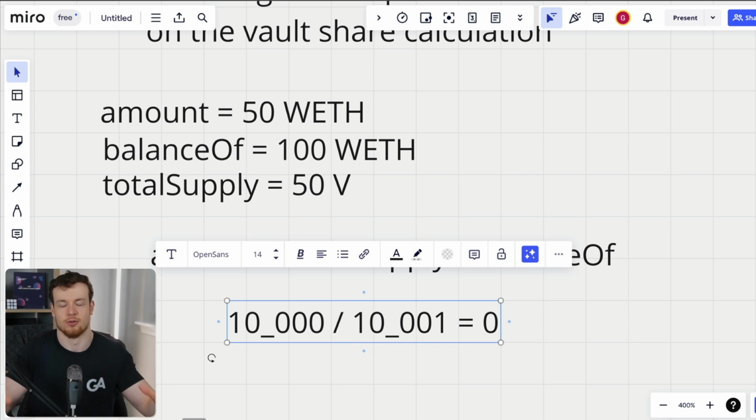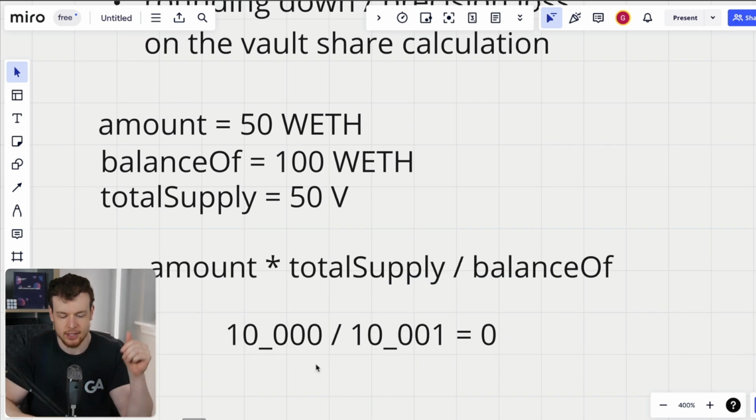We have no way to represent decimals in Solidity. Now, if you want to understand a bit more in depth about decimals, and specifically rounding errors, then go ahead and check out my video on rounding errors on my channel. Go ahead and put it in the description below. Okay, so we will see how we can use that precision loss in just a second.